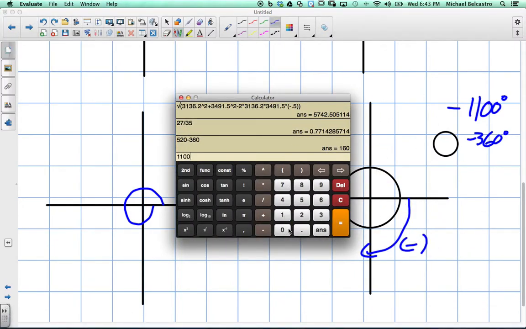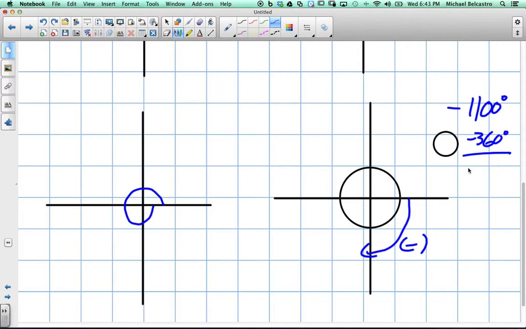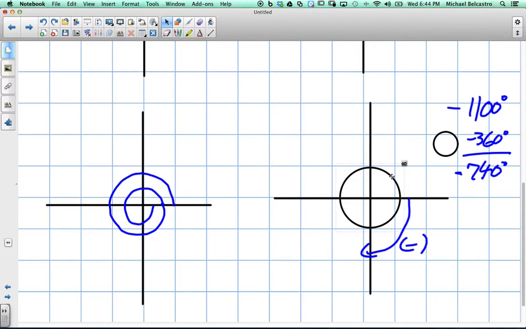So 1100 subtract 360, 740 left. So now we're left with 740. Technically, we still have to go in the negative direction, 740. Well, 360 is again less than that, so let's continue this. We started here. There's another full rotation. So we've done another full rotation, and we've gone another negative 360.